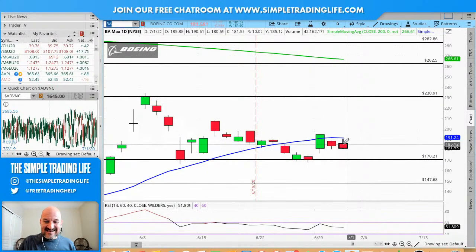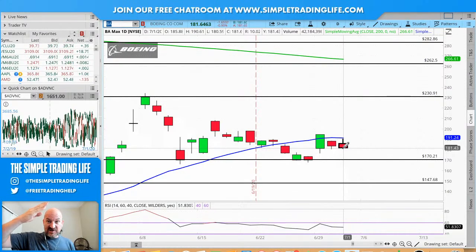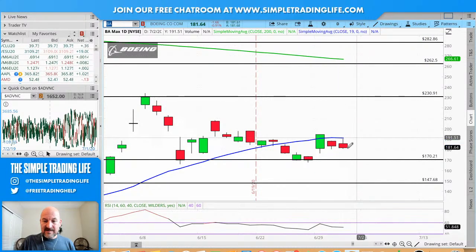Now, if it takes out the opening price going the opposite way, that would have been at 185.88, so let's just say 185.85. Then it's been as low as 180.55, $5.30. You could have caught $2 in one direction and $5 in the other direction on the same stock. Okay, on BA right here.